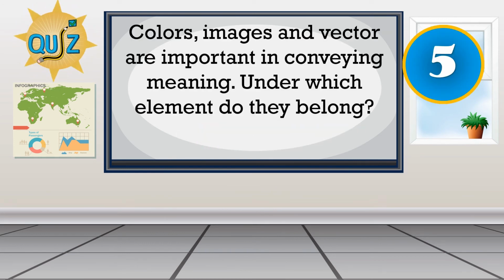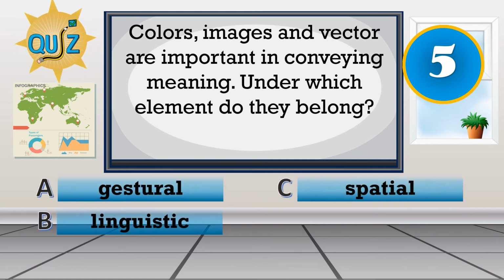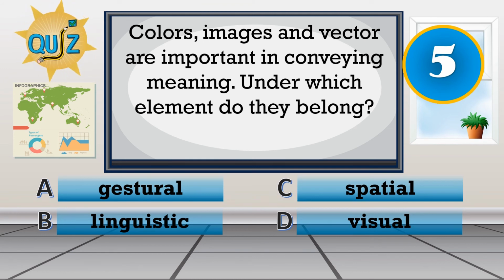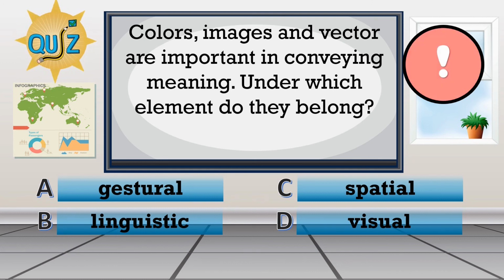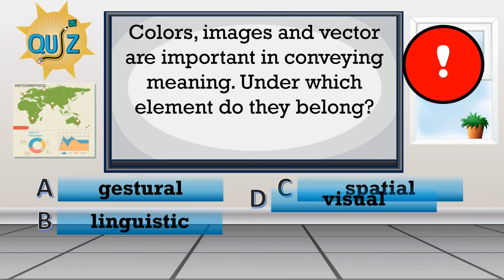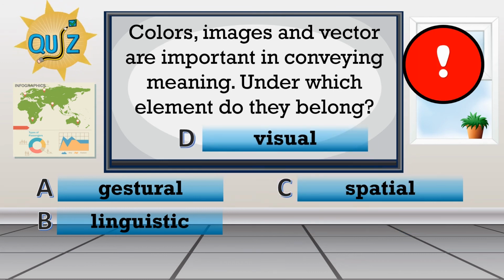Let's have number 3. Colors, images, and vector are important in conveying meaning. Under which element do they belong? A. Gestural, B. Linguistic, C. Spatial, D. Visual. Write your answer in 5, 4, 3, 2, 1. And the correct answer is D. Visual.